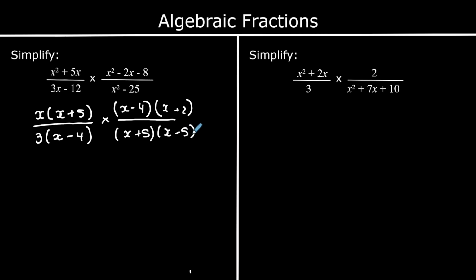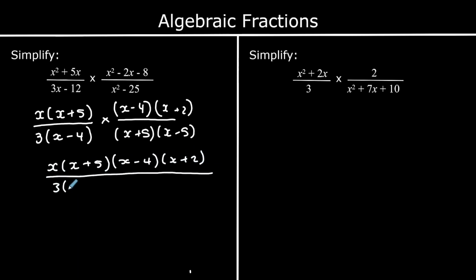So then let's just multiply these together. So times the top times the bottom, we'll just make it into one fraction. So x times x plus 5 times x minus 4 times x plus 2 over 3 times x minus 4 times x plus 5 times x minus 5.